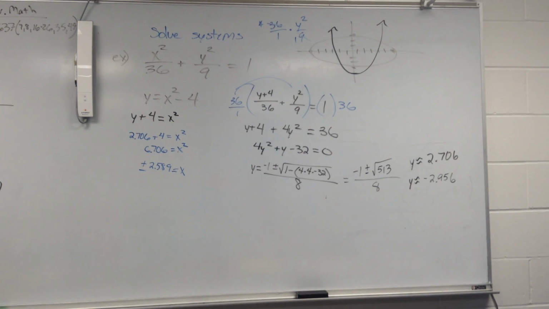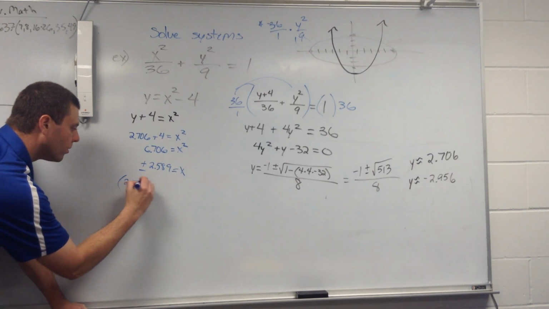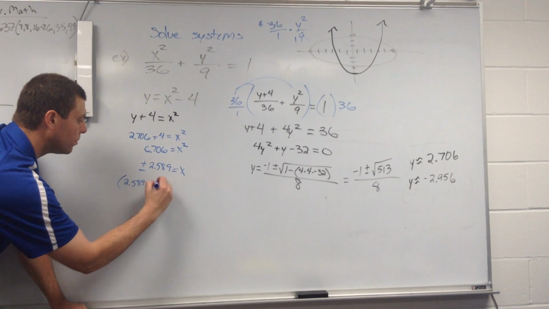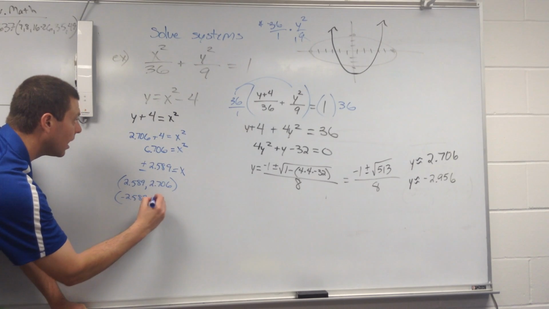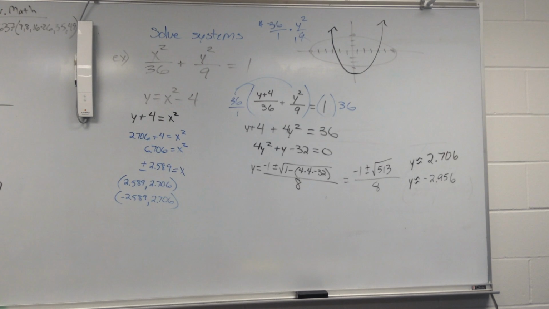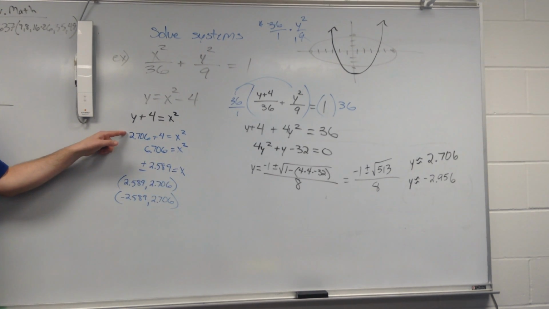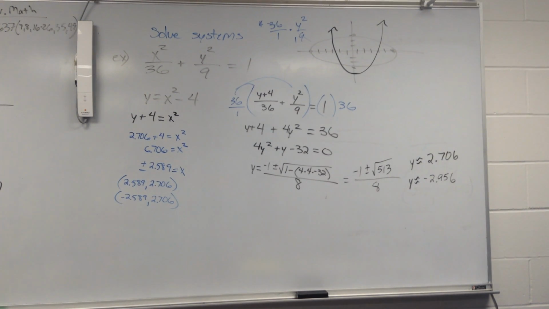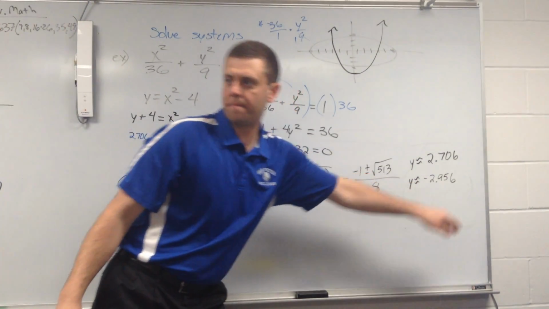So that tells me that two of my solutions are 2.589, comma, 2.706, and negative 2.589, comma, 2.706, because I know that the x value could be positive or negative if that was my y value. Then I have to do this again with my other y value, right?